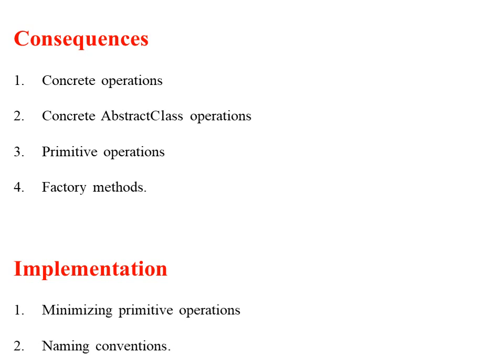Next, coming to the implementation. There are two implementation techniques. One is minimizing primitive operations and another is naming convention. Minimizing primitive operations is an important goal in designing a template method. It is to minimize the number of primitive operations that a subclass must override to flesh out the algorithm. Whatever algorithm is to be fleshed out, there is a need to minimize the primitive operations that should be overridden. In this way we implement the pattern.